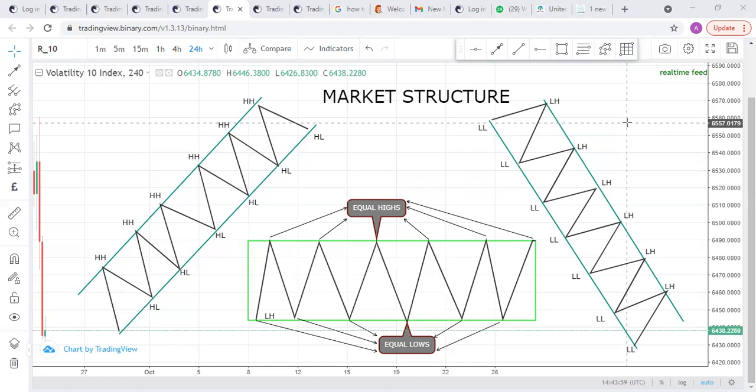So what is market structure? Probably you've heard it a couple of times, and you're wondering what market structure is all about. The simple definition of market structure is simply the price action movement in the forex market. That is market structure, and that's where we have our swing highs and swing lows.